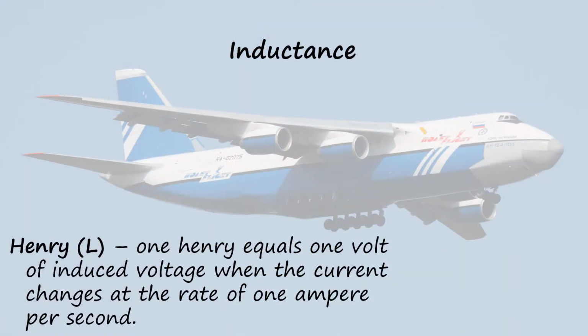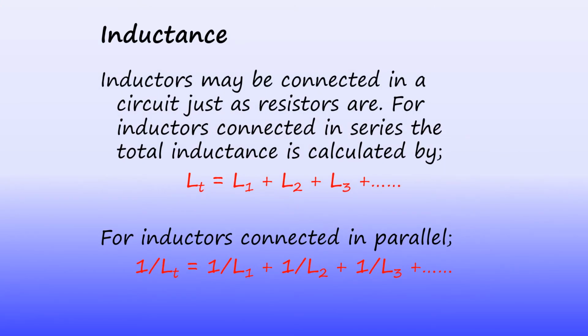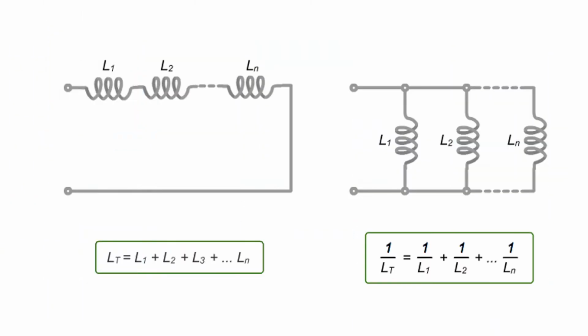A Henry, symbolized by the letter L, is the unit of inductance. Inductors in a circuit are added just like resistors are, whether they be in series or parallel. And inductors can be placed in a circuit just like resistors are.